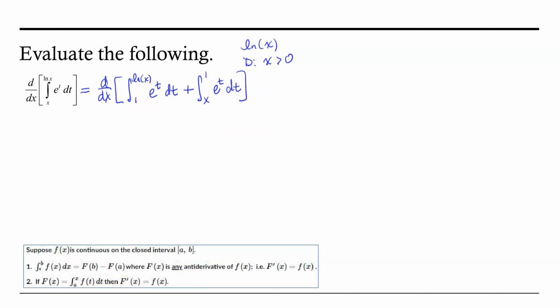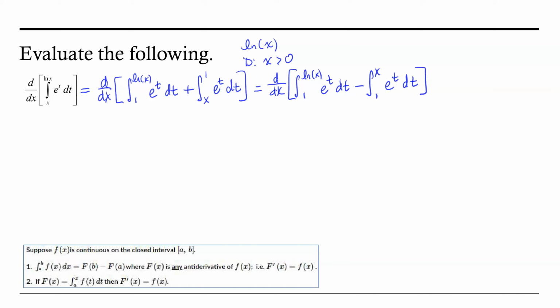Now, having split that integral into two parts at a convenient constant value of 1, we will go ahead and switch the limits of integration for the second integral so that the fundamental theorem of calculus can be applied. So this will end up looking like the derivative with respect to x of the integral from 1 to natural log of x, e to the t dt, minus the integral from 1 to x, e to the t dt.